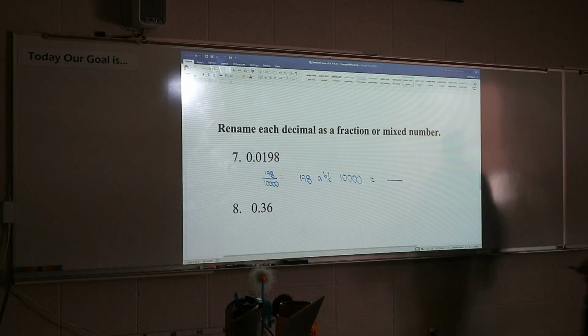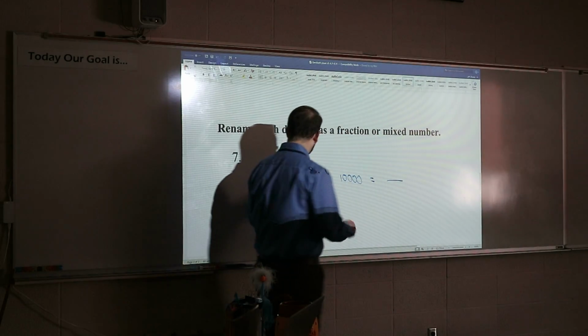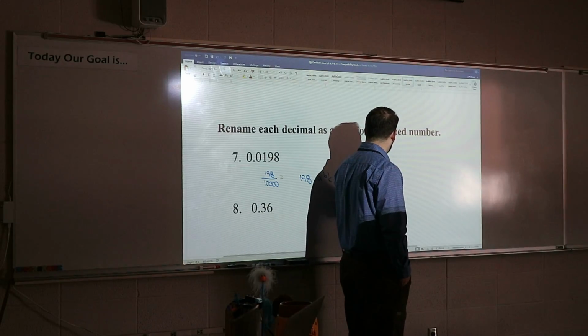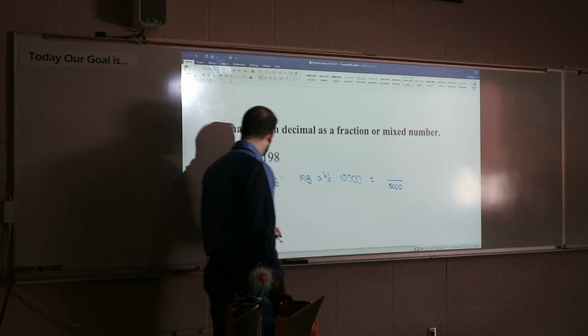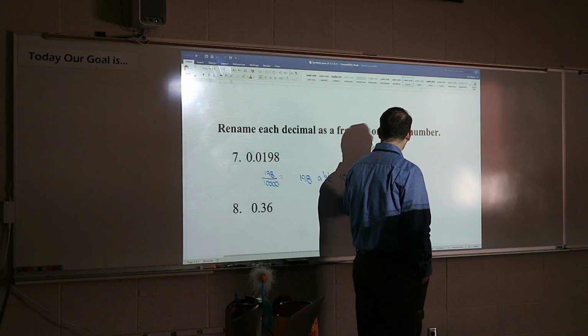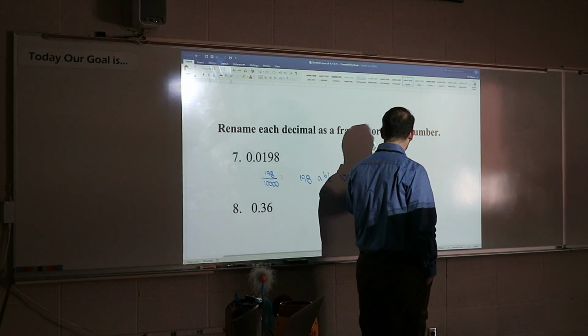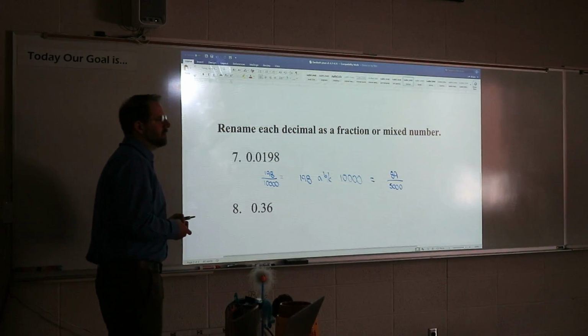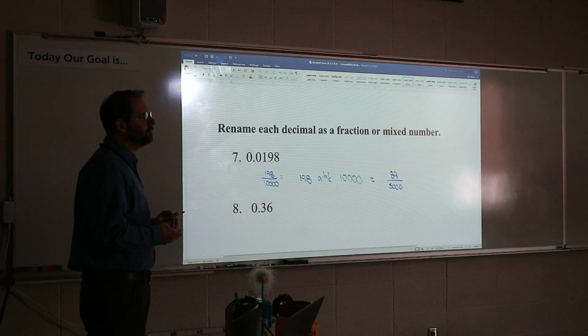If you want to simplify it, you can divide them both by 2. If you divide these both by 2, I'll get a 5,000 on the bottom. 198 divided by 2, that is 99, 89 if I divide by 2. Hey, can you take 198 divided by 2?